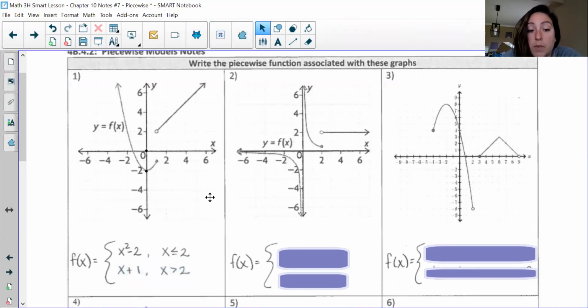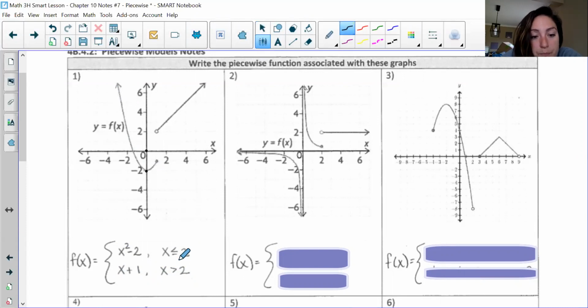So we get x plus 1 as long as x is, that is not correct. That should say 1, not 2. 1. And 1. All right, so there's example 1.